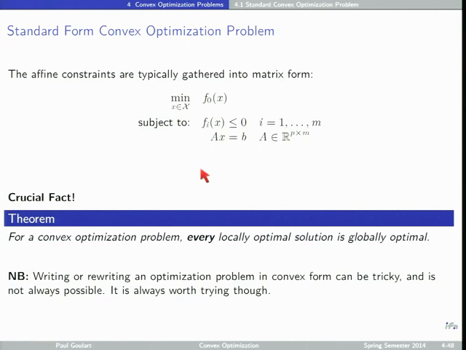And then I have down here a kind of cryptic warning, which says that writing an optimization problem like this is not that easy. Sometimes it's easy for me to say, please minimize the distance from this point to a box, and then you write it down and it's a convex problem.